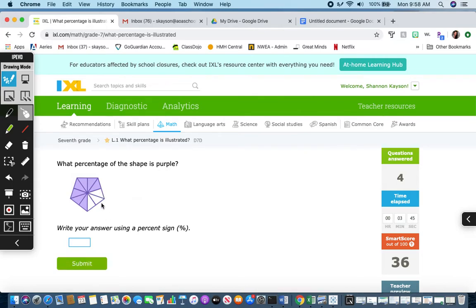So, I've got this pentagon here that's split into 1, 2, 3, 4, 5, 6, 7, 8. Is that 9? 1, 2, 3, 4, 5, 6, 7, 8, 9. Oh, there must be 10. Yep, 10 pieces. And I have 1, 2, 3, 4, 5, 6, 7 shaded. So 7 out of 10 are shaded. And we can just do some mental math here. 7 out of 10 is 7 tenths. Which gives us 70%.